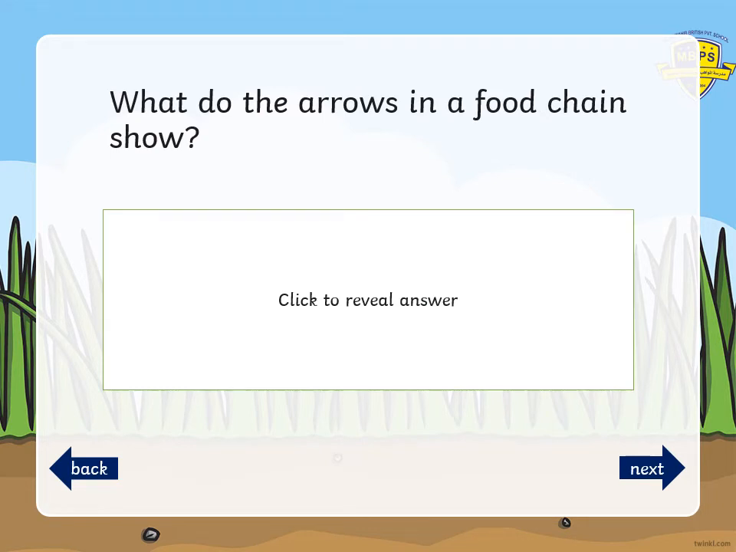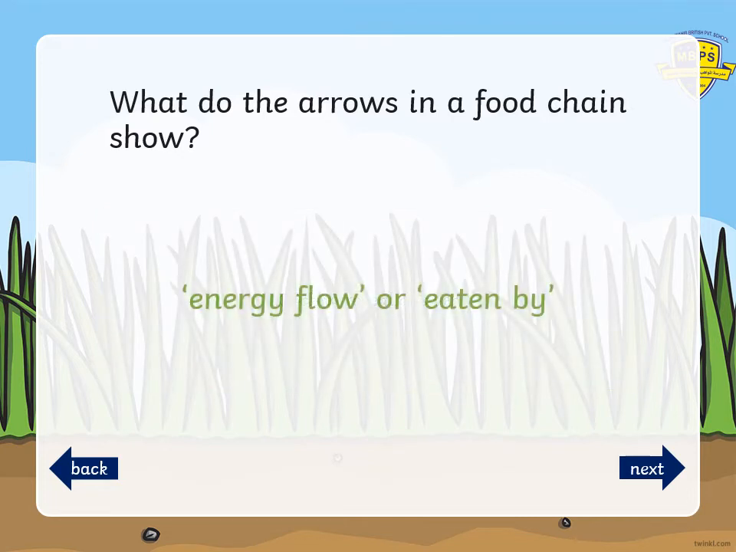Now what do the arrows in the food chain show? This is really important, you should be knowing it. What do the arrows in a food chain actually show? They show the energy flow, or they show eaten by. For example, grass is eaten by a grasshopper. Grasshopper is eaten by a frog. Frog is eaten by a snake. Snake is eaten by an eagle or an owl. So this is a food chain.